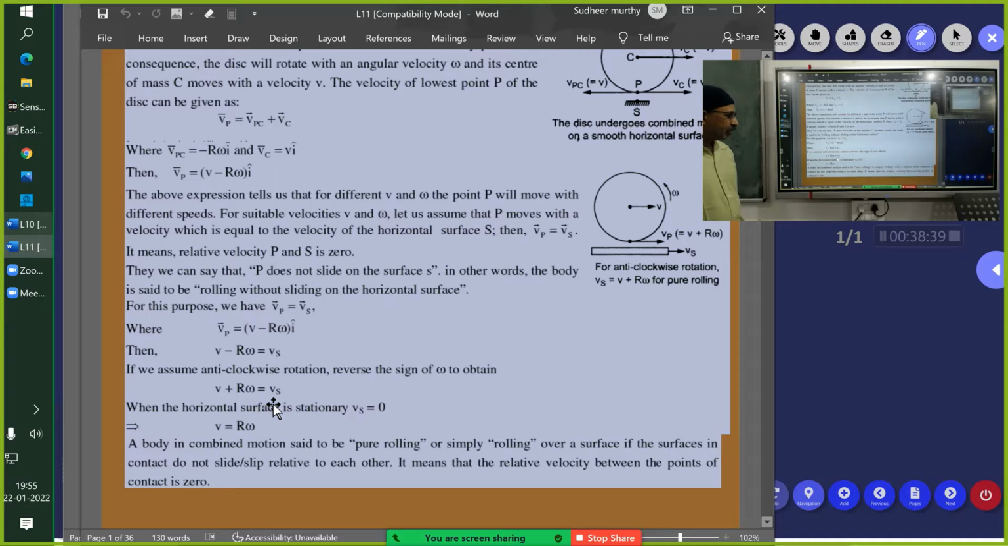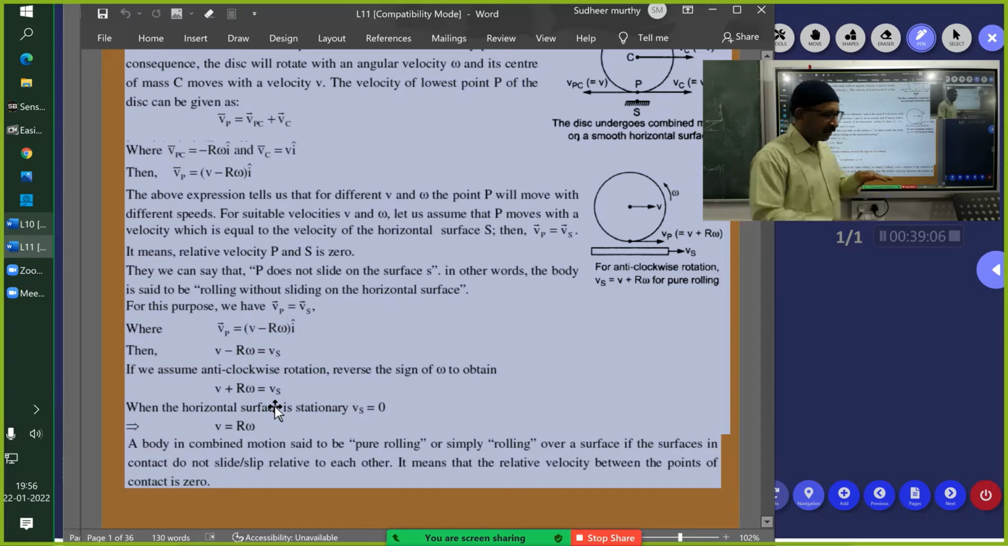Then below, they give the case when the horizontal surface is stationary. That means you just put Vs equal to 0 in both these equations. What happens then? Here, V is equal to R omega, and here V is equal to minus R omega. Then it will slip. Obviously it will slip.